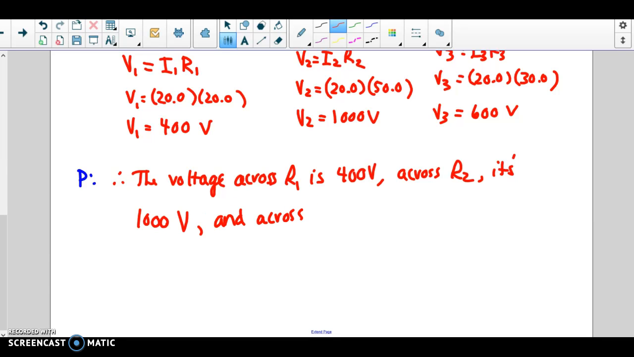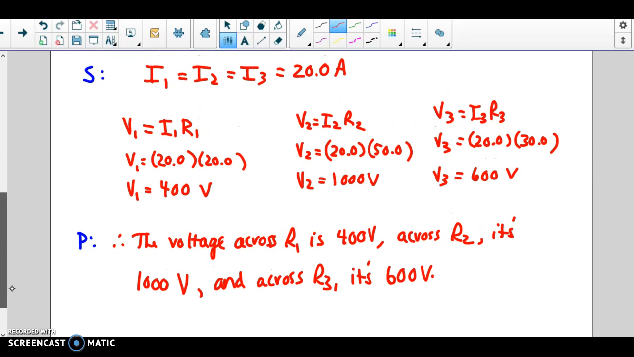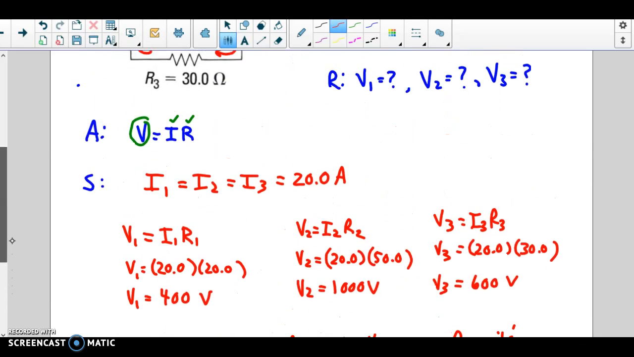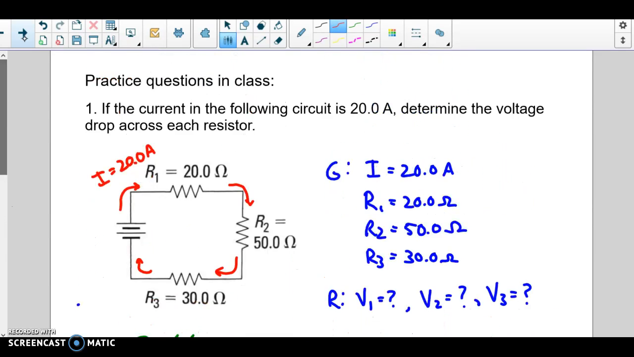And across R3, it's 600 volts. So that's the end of that question. I've broken down my solution into 3 steps, and I've clearly laid out all the things that I know and the things that I need to find.